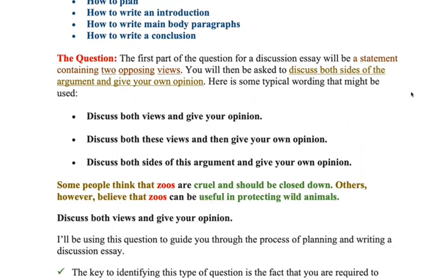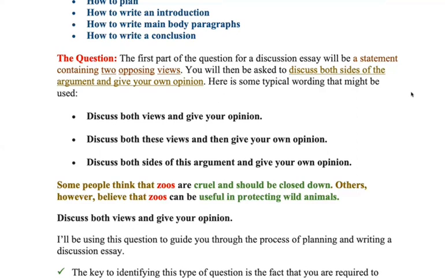Here is some typical wording that might be used. The question might be, discuss both views and give your opinion. So you need to discuss view A and view B, and then you also need to give your opinion. Or a question like, discuss both these views and then give your own opinion. Or, discuss both sides of this argument and give your own opinion. So view A and view B, and then your opinion. So 3 things you need to discuss.